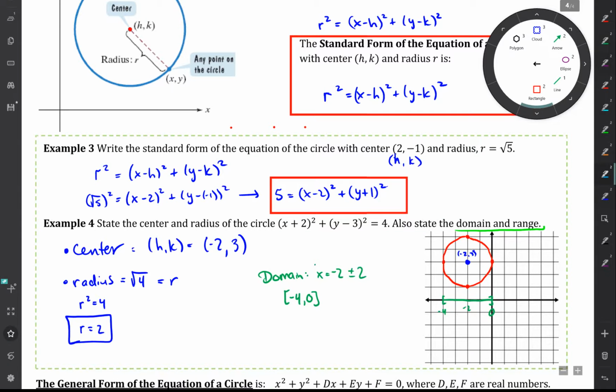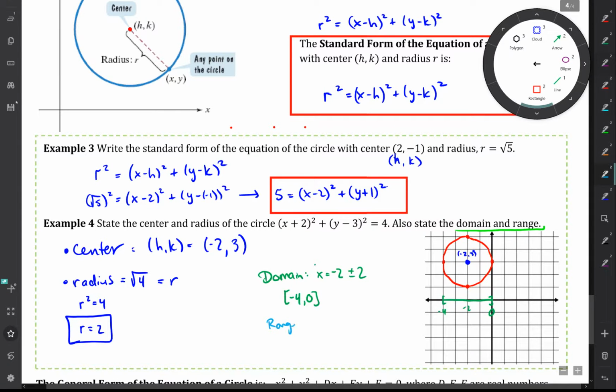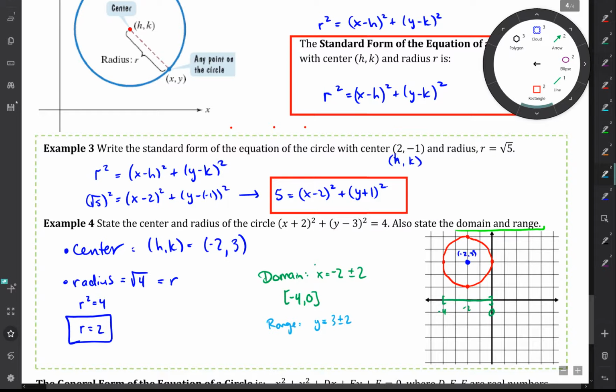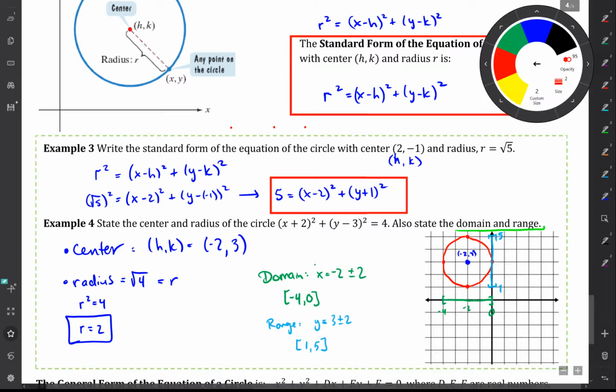And then my range, you do the same trick. You start with y equals 3, and you just add and subtract the radius. You get +5 and +1. So these are all my y values, or possible outputs here. So this is 1, that's 5. So you can see here my range is 1 to 5. Okay, and that is all there is to it.